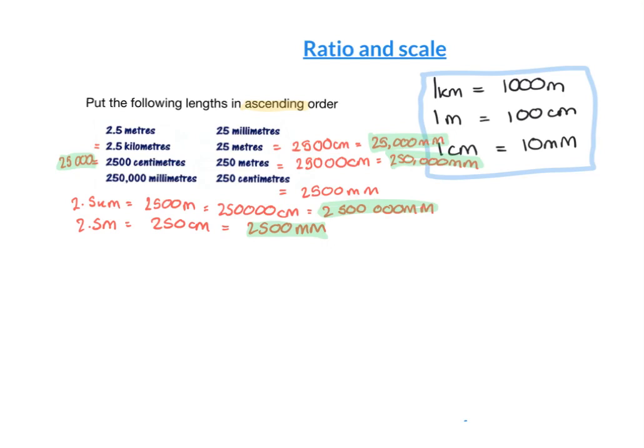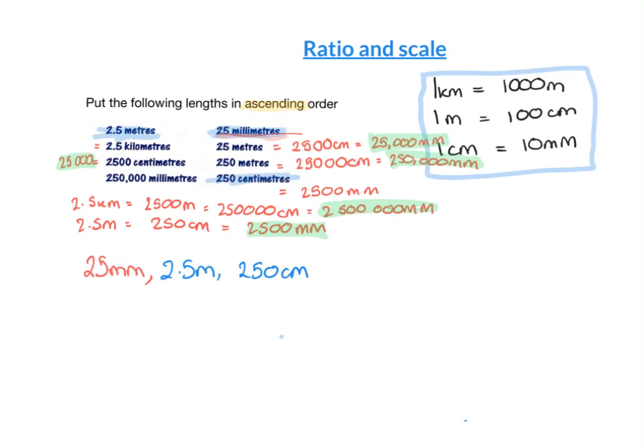Okay, so hopefully you've converted them all into millimetres. So I'm going to look for the smallest amount of millimetres, and I've converted them all here. So my smallest amount of millimetres is going to be my 25 millimetres. So that's going to be my starting one. So I've done that one. Next one, I'm going to look for the next smallest amount of millimetres, and that's going to be my 2,500 millimetres. And there are 2 of them. That's going to be my 2.5 metres and my 250 centimetres. So I'll just cross those out because I've done those.